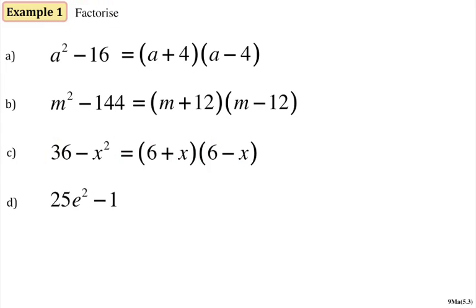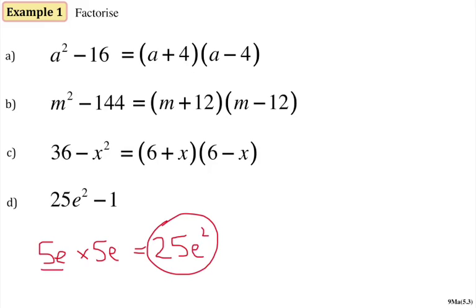Let's try part D. 25e squared, take 1. Let's check. Is it a difference of two squares? Well, it's a difference because there's a minus sign. There are two terms. Are they squares? Let's think about this. The e has a squared above it. Is 25 a perfect square? Yes, because 5 times 5 is 25. And if I think about it, 5e times 5e equals 5 5s are 25 e squared. So 25e squared is a perfect square because 5e times 5e gives 25e squared.